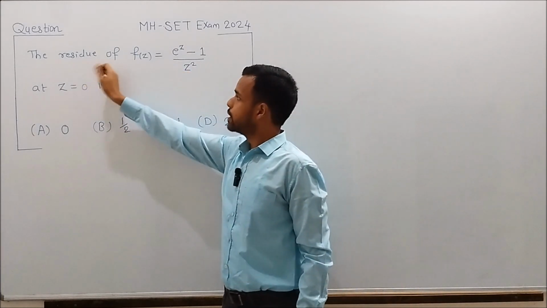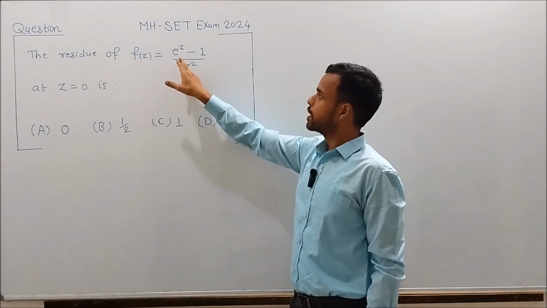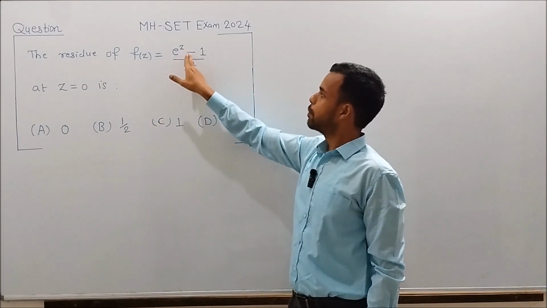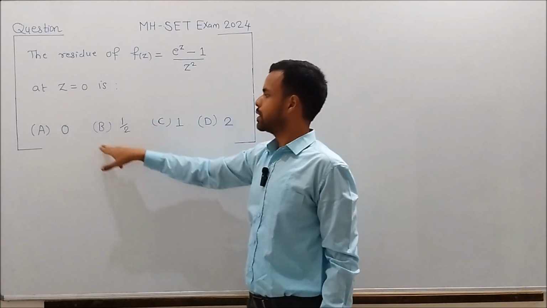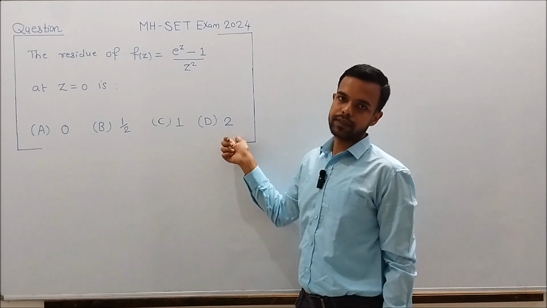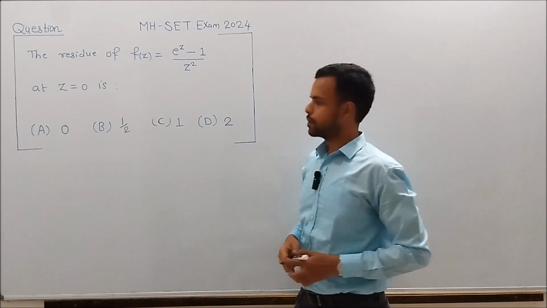The question is: the residue of the function f of z defined by (e to the power z minus 1) upon z square at point z equals 0 is what? And these are the options. So let's begin the solution.